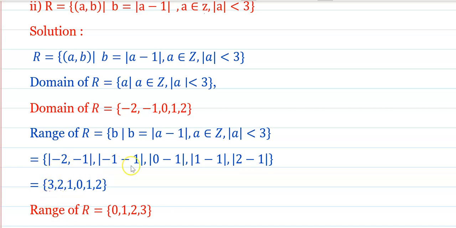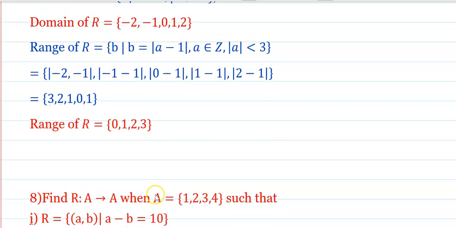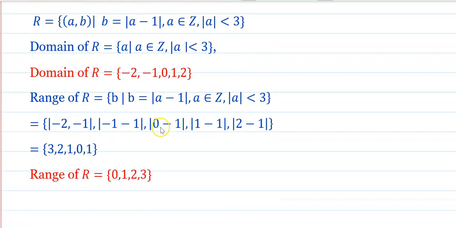Here what will we get? We will get 2. In mod of 0 minus 1, you will get 1 here. 1 minus 1 is 0. 2 minus 1 is again 1. In this way, therefore, the range of R is {0, 1, 2, 3}. Okay.